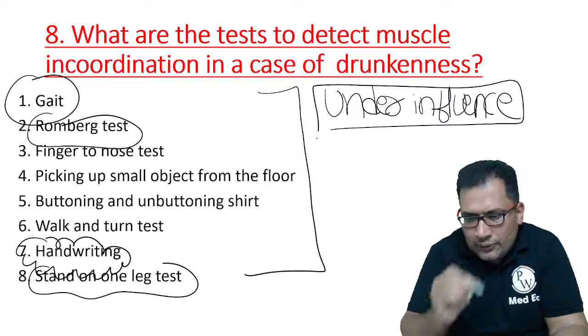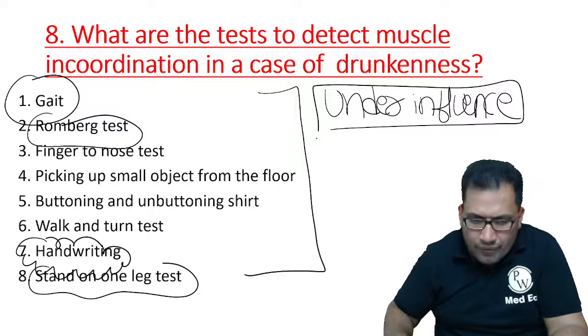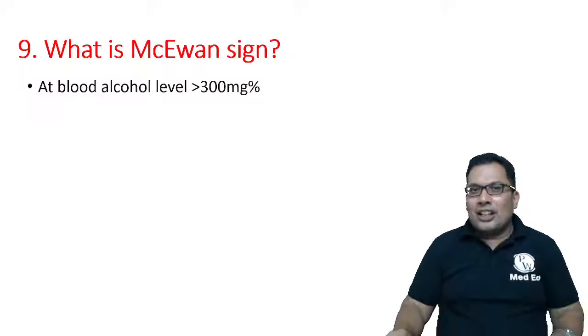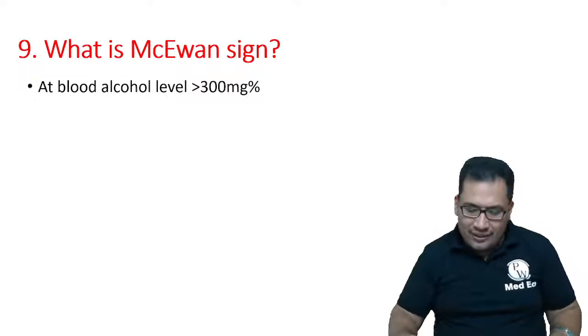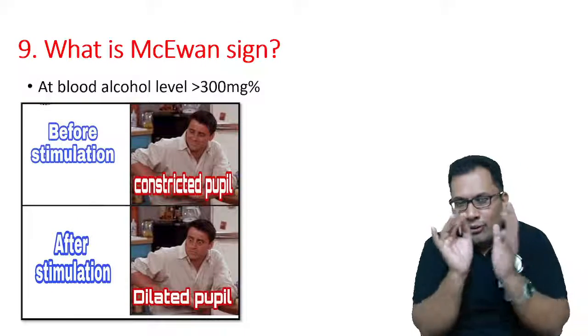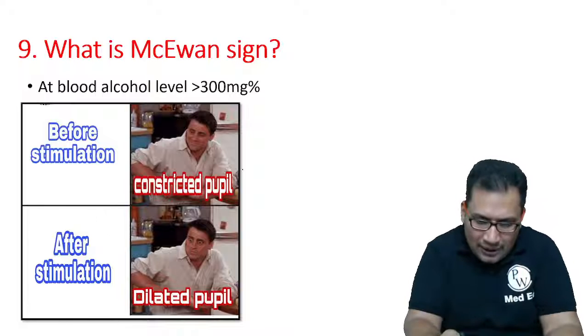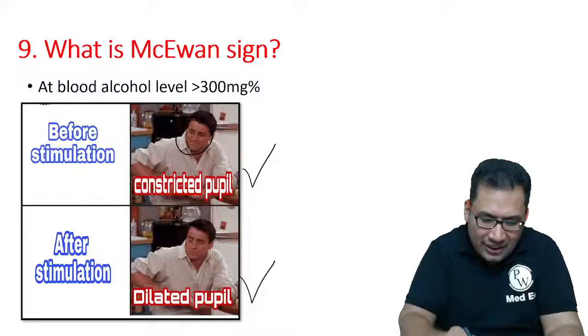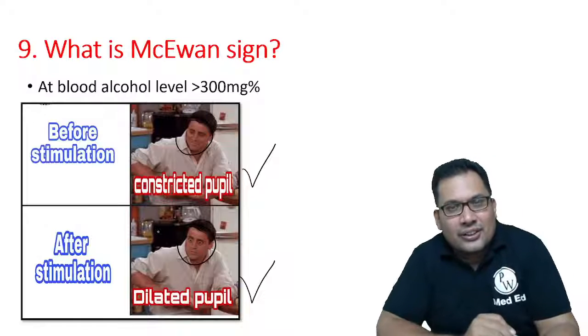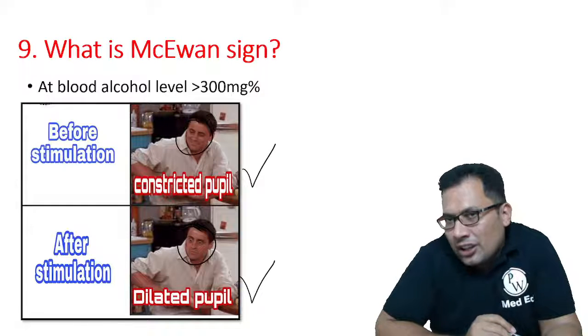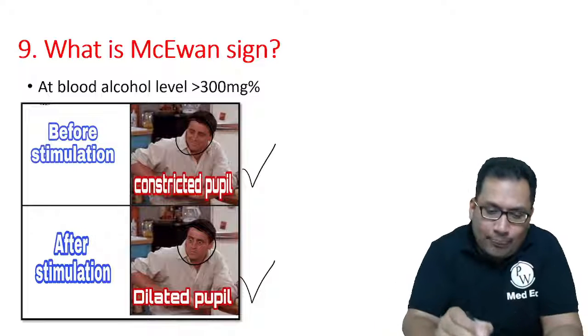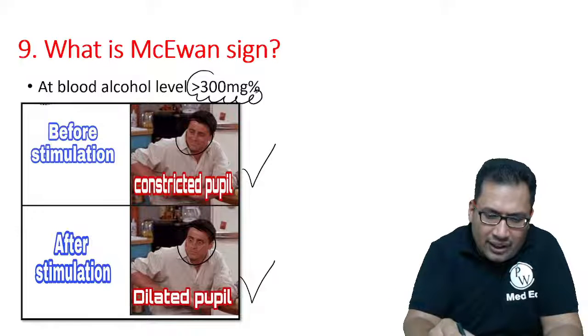Then what is the McEwen sign? We already discussed it: before stimulation, constricted pupil; after stimulation, dilated pupil. Very interesting picture here. So this McEwen sign is positive in alcoholic coma when blood alcohol level is more than 300 milligram percent.